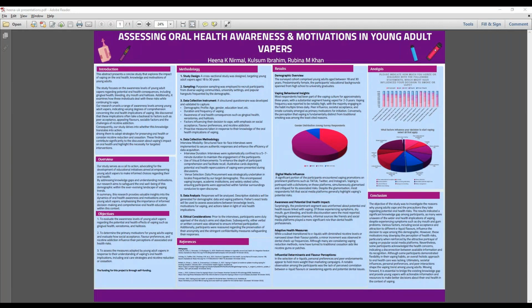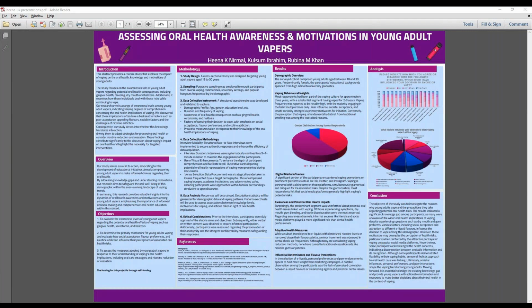The main purpose of this study is as a call to action, advocating for the development of education initiatives aimed at empowering young adult vapers to make informed choices regarding their oral health. We'll address knowledge gaps and understand motivations. Our research aims to safeguard the oral well-being of this demographic within the ever-evolving landscape of vaping trends. Our research provides valuable insights into the dynamics of oral health awareness and motivations among young adult vapers, emphasizing the importance of informed decision-making and comprehensive oral health education within this context.